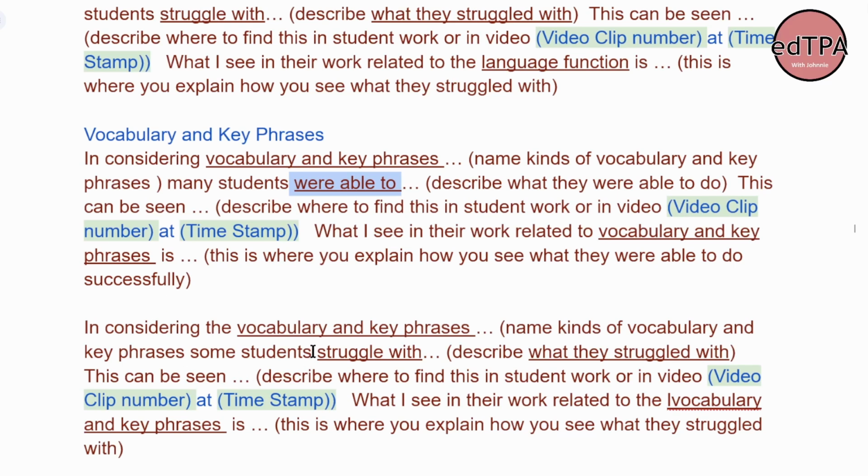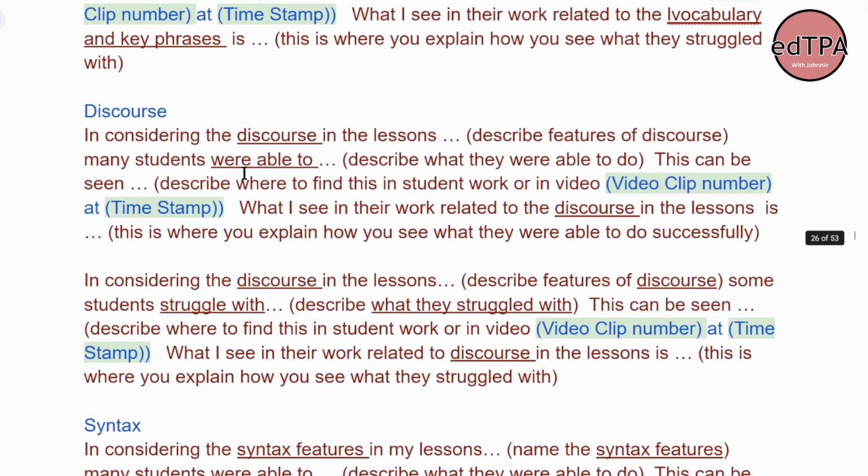The parallel is going to be what they struggled with. In considering the vocabulary and key phrases, name the kinds of vocabulary and key phrases some students struggle with. Describe what they struggle with. This can be seen. Describe where to find this in student work or in video clip at timestamp. What I see in their work related to the vocabulary and key phrases is, this is where you explain how you see what they struggled with. Okay, so that's vocabulary and key phrases.